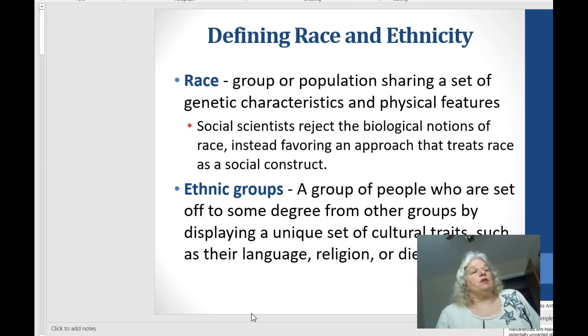Now, ethnic groups are different. Those are a group of people who are set off by some degree by their culture, their traits, their language, their religion, or diet. You know, that type of thing. And so we know that people are German background because they speak that German language, and we can see those cultures coming into place. We can see religion being part of it.